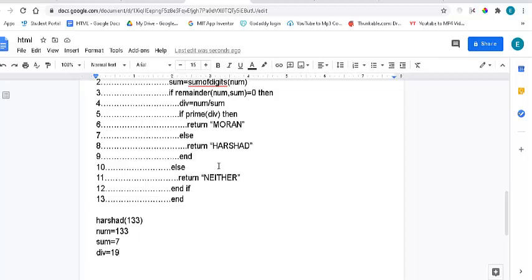Now I'm going to call prime 19. But I've already checked the prime algorithm and I know it works. And I know that 19 is a prime number, so it's going to come here and it's going to return moron, which is the correct answer.